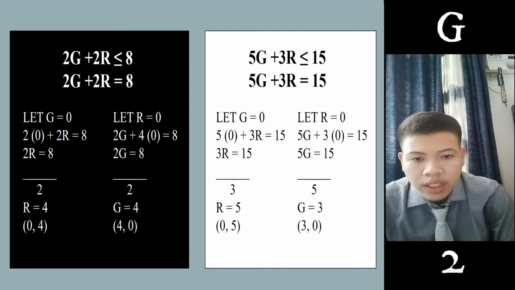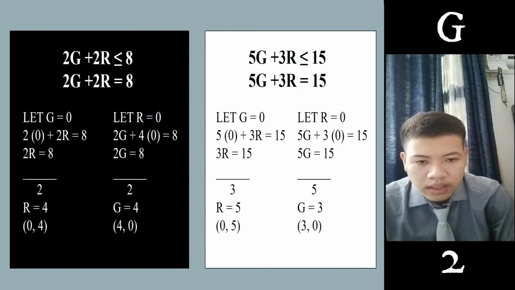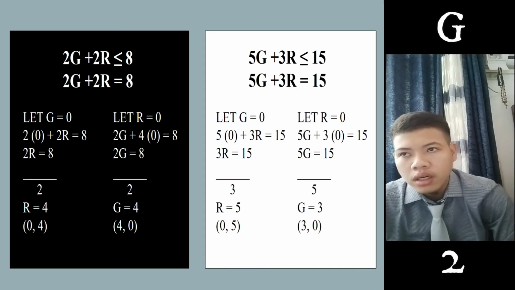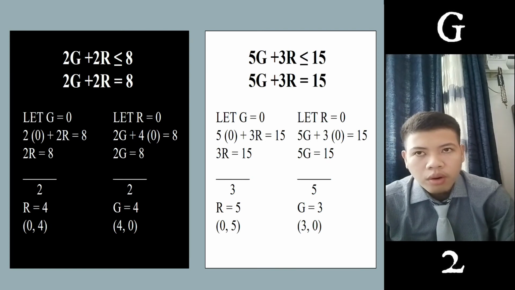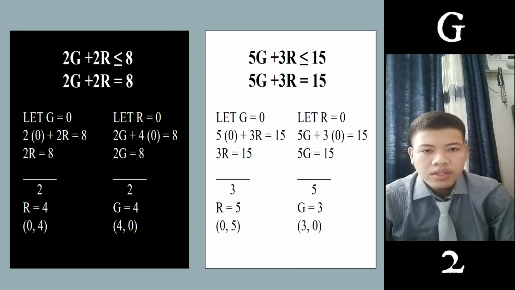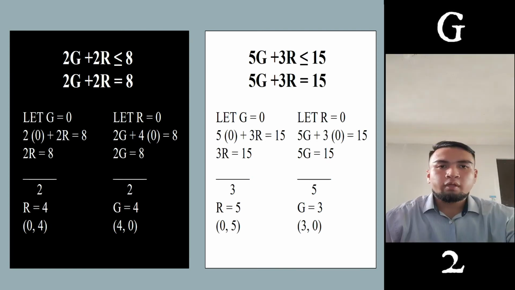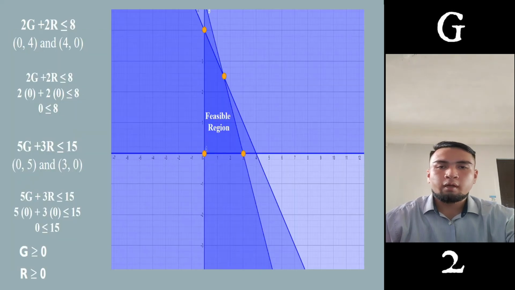The answer will be g is equal to 3, and lastly the coordinate is (3, 0). I am Verde Barantoy, the 9th reporter, and now we are going to grab the coordinates that we have solved earlier. The coordinates that we have gathered in 2g plus 2r less than or equal to 8 are (0, 4) in y and (4, 0) in x.